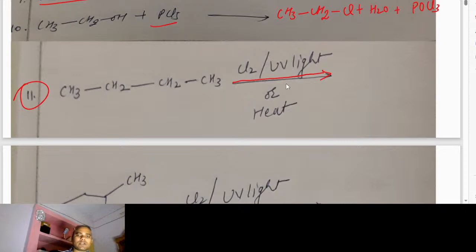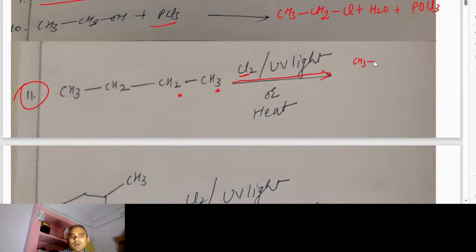Free radical substitution means you are substituting the hydrogen with the help of chlorine. So two products are possible, student. Either you can replace this hydrogen, or you can replace this hydrogen. Both hydrogens can be replaced. So here many isomers form.